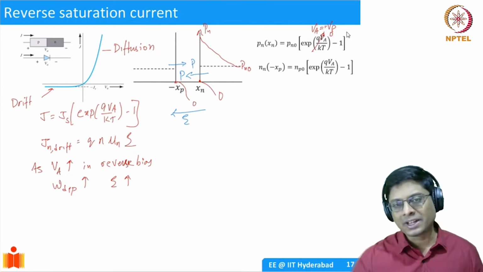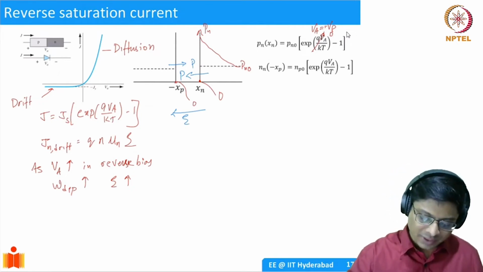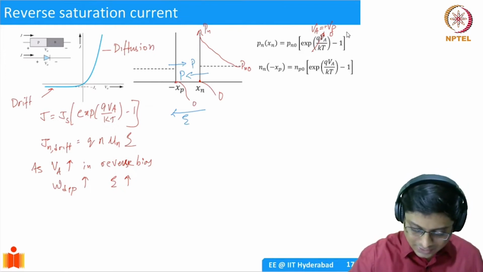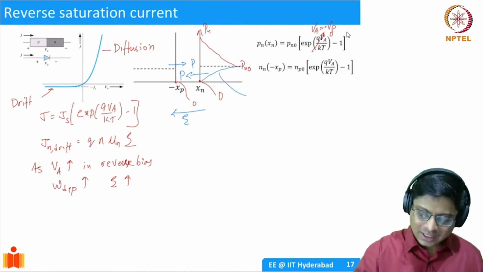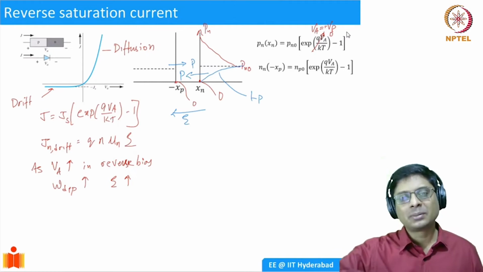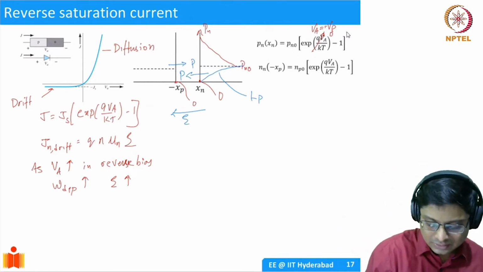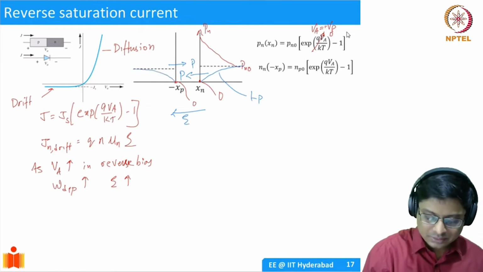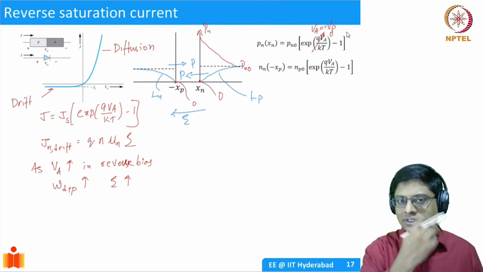So what does the profile look like in the reverse bias? The minority carrier profile is going to be exponentially increasing. The same diffusion length, LP, is going to be there. So over a few diffusion lengths, the minority carriers are going to come back to equilibrium. Similarly, on the p side, electrons are going to come back to equilibrium after a few diffusion lengths.